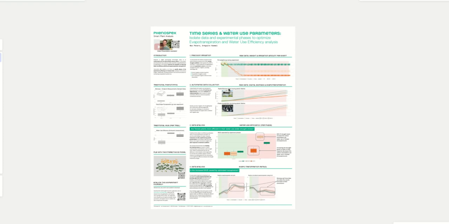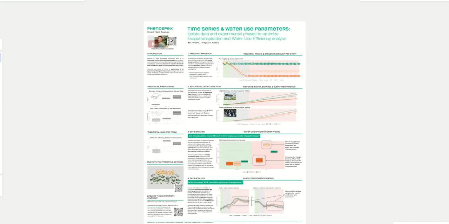The poster is called Time Series and Water Use Parameters: Isolate data and experimental phases to optimize evapotranspiration and a water use efficiency analysis. This poster is part of the International Plant Phenotyping Symposium 2024 held in Nebraska.